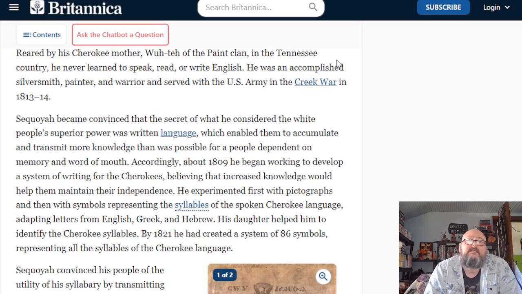He became convinced that the secret of what he considered the white man's superior power was written language. Because again, remember, Cherokee was a spoken only language, which enabled him to culminate and transmit more knowledge than was possible for the people dependent on memory and word of mouth. Around 1809, he began to develop a system of writing for the Cherokee, believing that increased knowledge would help them maintain their independence. Which, he's not far off.